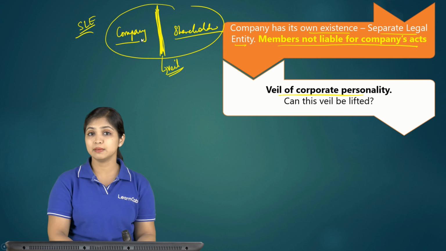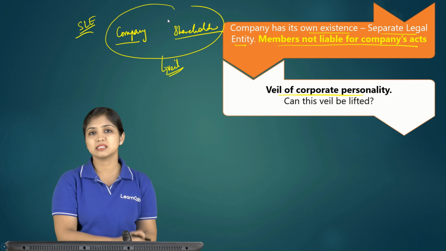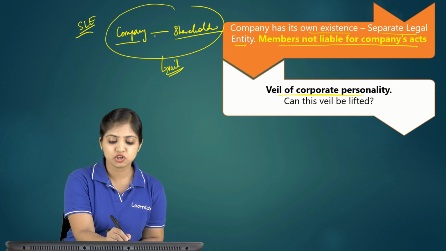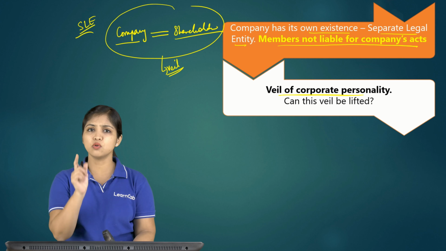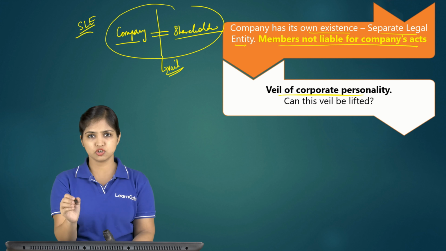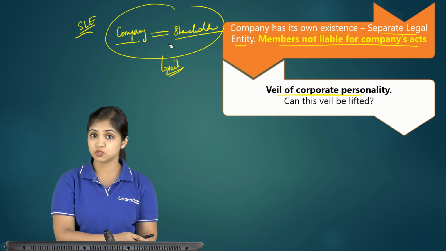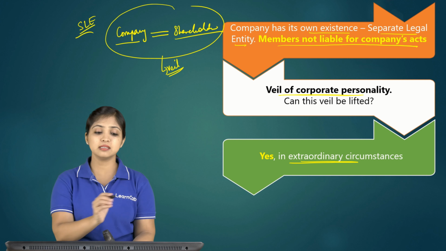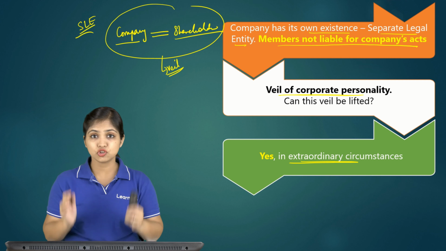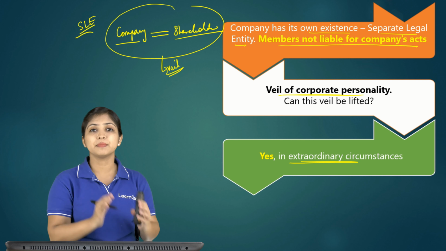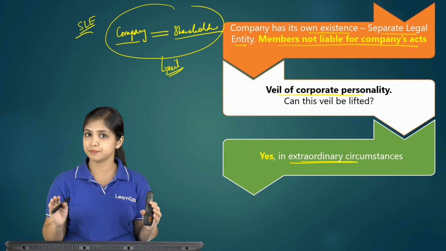Now, can this veil be lifted? Can we erase this veil? When we erase this veil, what will happen? The company and the shareholders will be treated as if they are one and the same. So there is a veil between the company and the shareholders. Can I remove this veil? Can I lift this veil? Yes, in extraordinary circumstances, this veil can be removed. In extraordinary circumstances, I can lift the veil and treat the company and the shareholders as the same person.